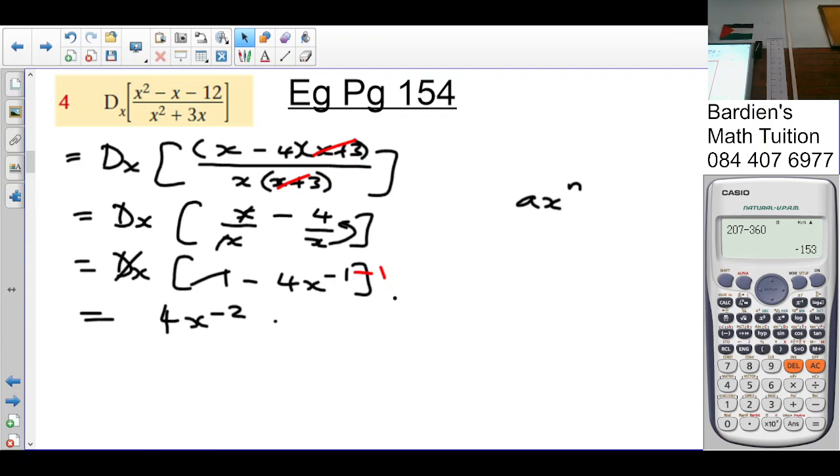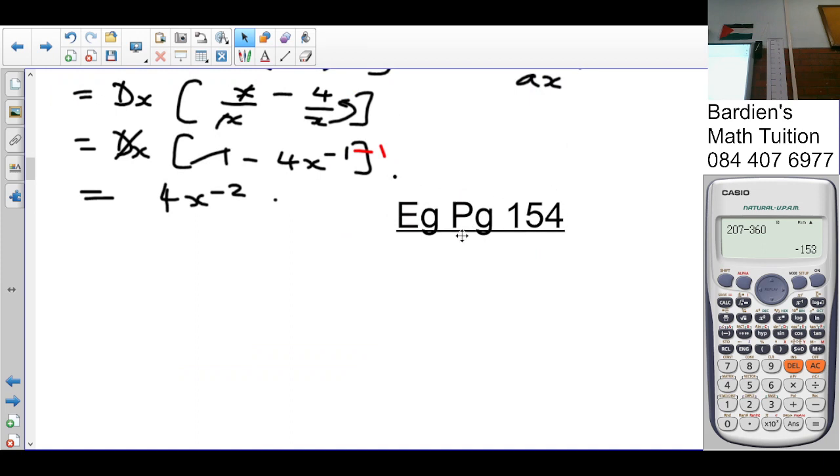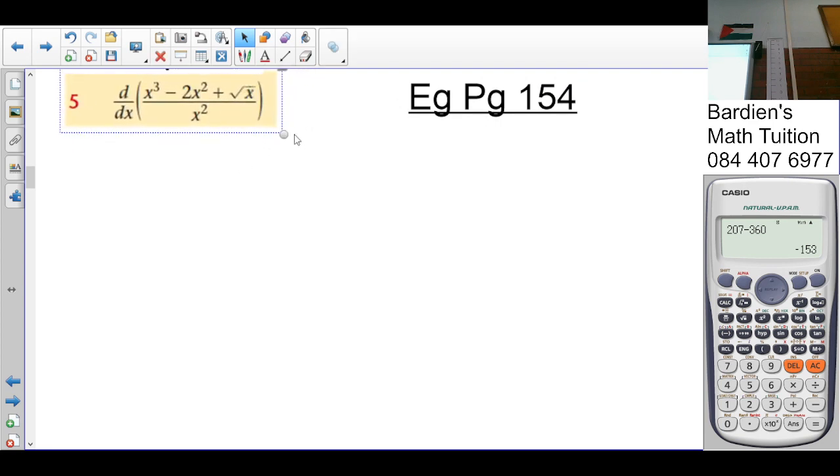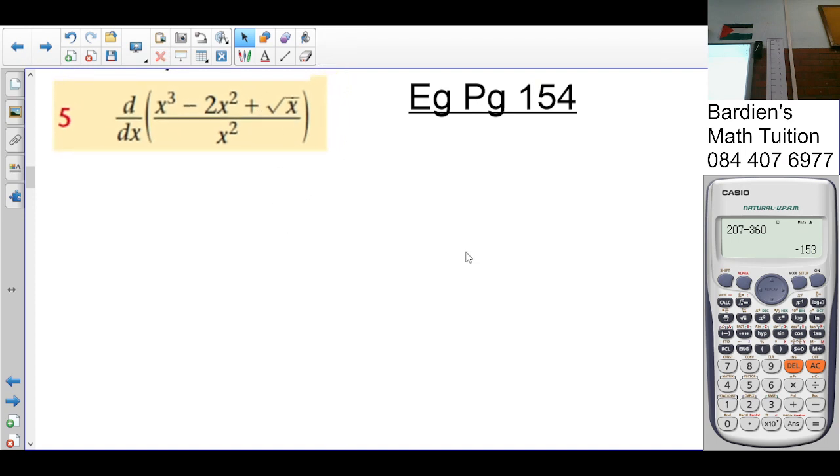Number 5. Can I apply the derivative like it is there? No. So we got a trinomial over a monomial, 3 terms over 1. So what can I do here? We'll write each one over its own. Not so? And then simplify it from there.